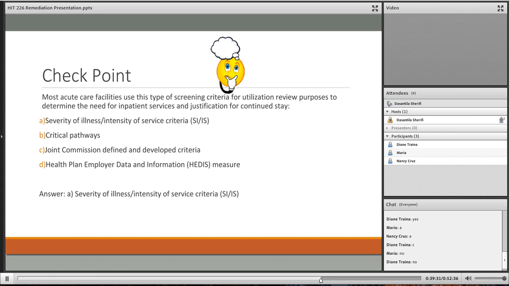Again, let's look at the question. Most acute facilities use this type of screening for utilization review. So it's screening. How sick are people that are coming to the hospital? And what does that? It's the severity of illness, intensity of service. Does that make sense, out of the options that you have there? Okay.